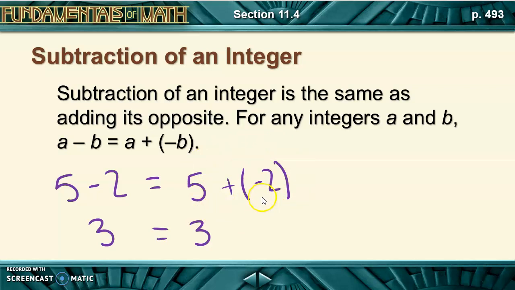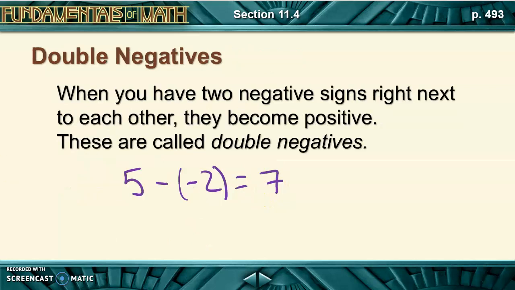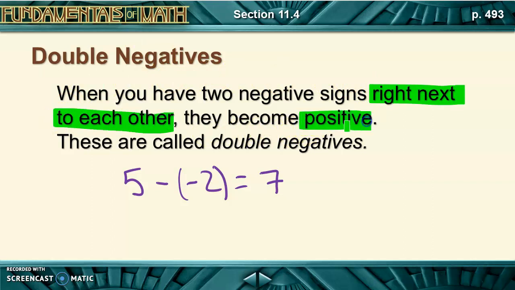Another key term that we want to focus on in this lesson is the idea of a double negative. A double negative is illustrated here. When you have two negative signs right next to each other, I'm going to go ahead and highlight that, right next to each other, they become positive. And these guys are called double negatives. All right, so here is an example for you guys.